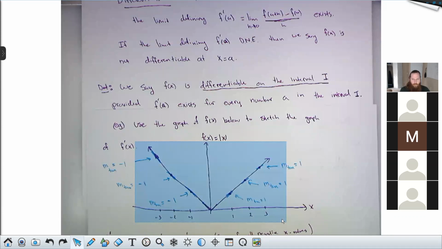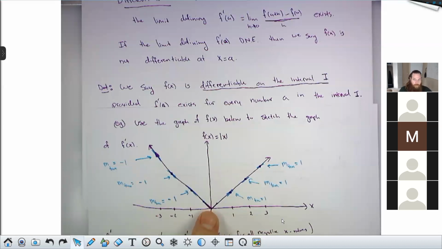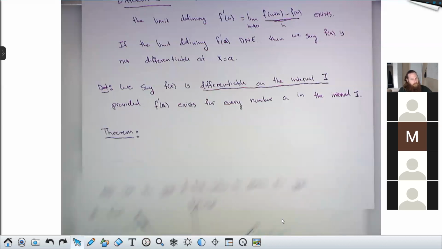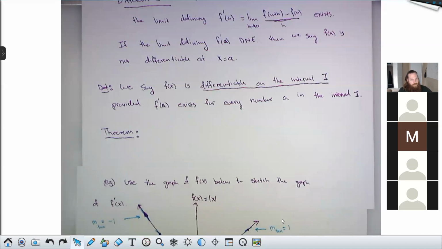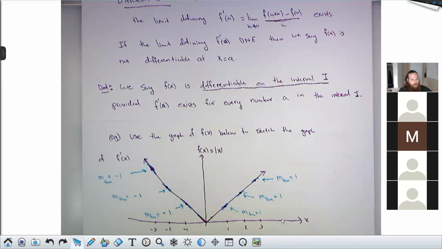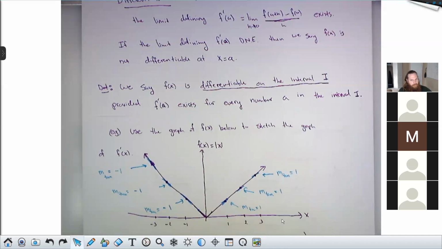Is it differentiable everywhere? No. Good. Where is it not differentiable? Zero. Beautiful. So this function is continuous everywhere, but it's not differentiable everywhere. So if there's a theorem relating differentiability to continuity, what do you think that theorem might say? What can it not say? What would this be a counterexample to?